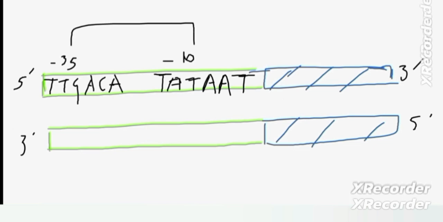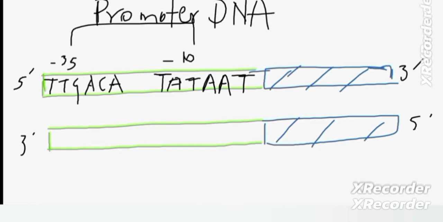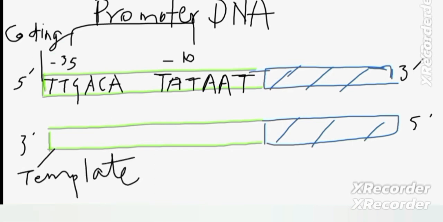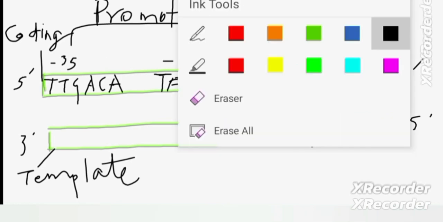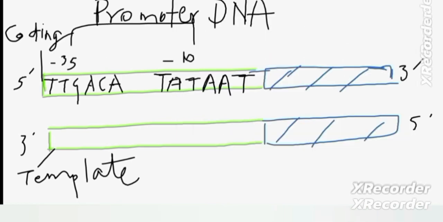So these -35 and -10 sequences are present in prokaryotes, and these are the promoter regions. These are basically binding sites for the attachment of RNA polymerase. RNA polymerase recognizes these -35 and -10 sequences in the promoter region, binds here and then catalyzes the further process of transcription. In eukaryotes, sequences are different. In eukaryotes, -25 and -70 sequences are present, which are the TATA box and CAAT box.